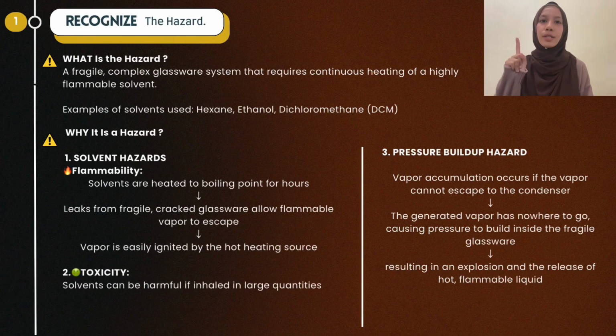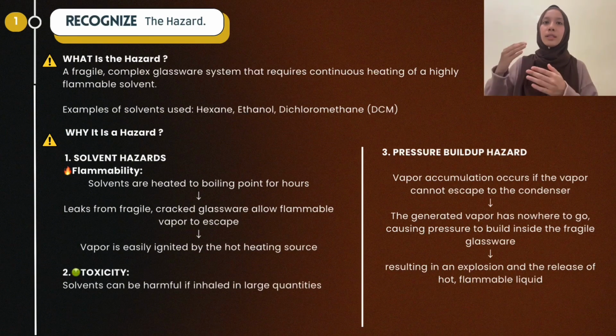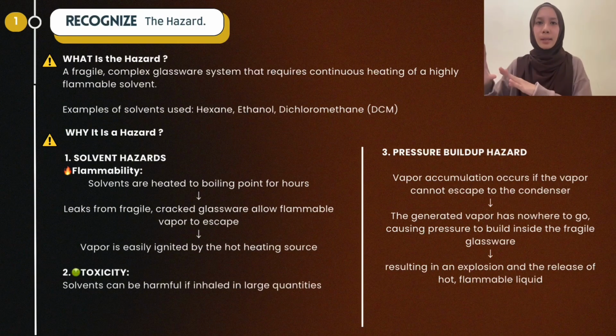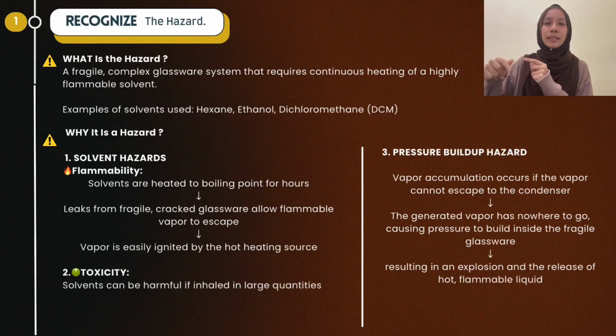Now let's take a look at the first point, solvent hazard. So the solvent that we use are heated to its boiling point for hours. And let's say if there is any leakage or crack at the glassware, this will allow the vapor form of that solvent to escape. And when that vapor is in contact with the heating source, then ignition will occur.